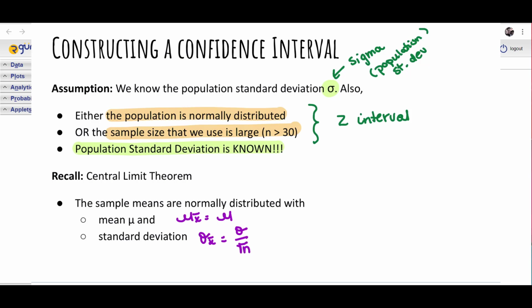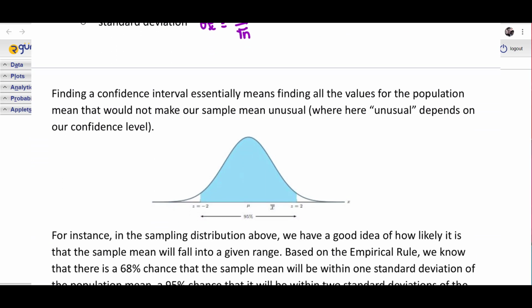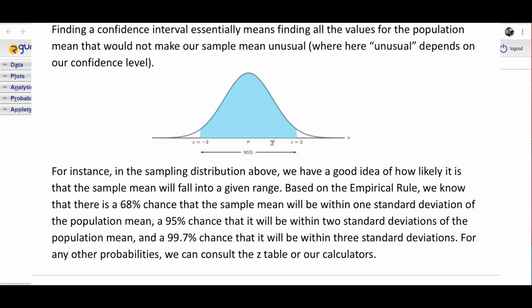So we just want to recall that standard error is going to be part of our formula. And we just want to remember that when we're using the central limit theorem, our standard deviation is actually the standard error. The standard deviation of the sample means is the standard error, the standard deviation over the square root of n.